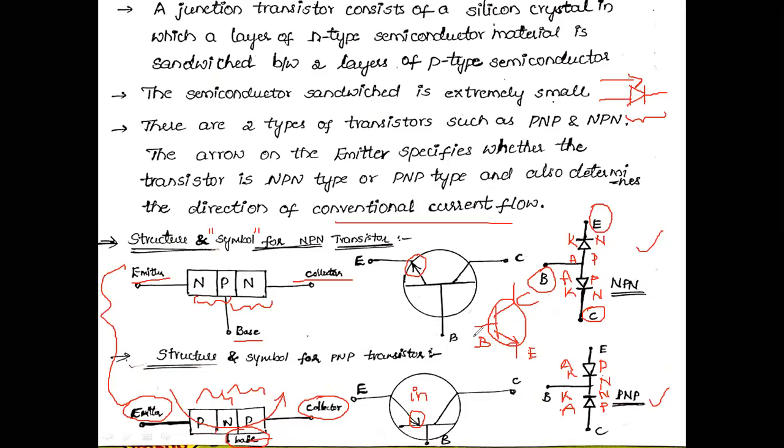If the arrowhead is outwards, I can treat this transistor as NPN type of transistor. Arrowhead outwards means we can treat this transistor as NPN type of transistor. Similarly here, if the arrowhead is inwards, I can treat this transistor as a PNP type of transistor. Base terminal, emitter terminal, this is the emitter terminal, and collector terminal.